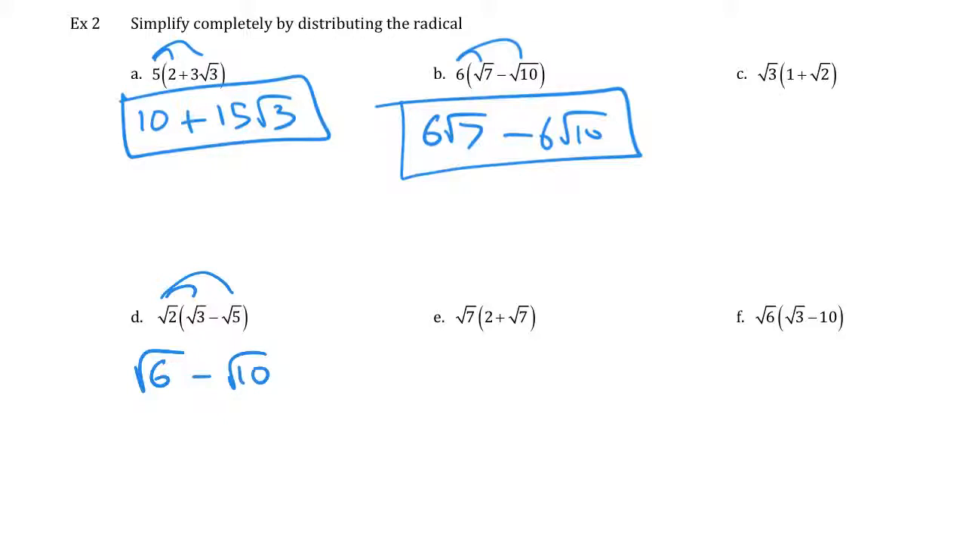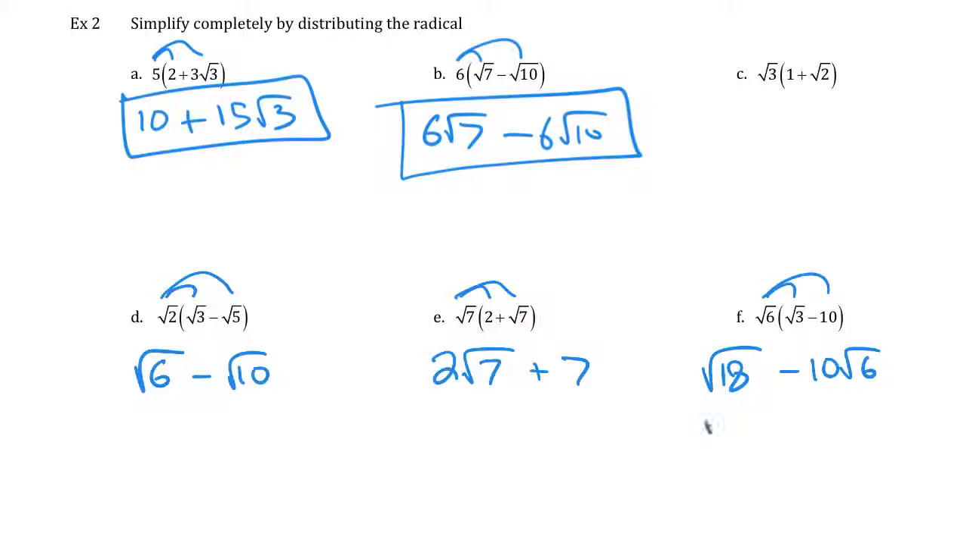Sooner or later we'll get something here. Problem E, root 7 times 2. I gotta do outside 2 times inside, root 7. 2 root 7 plus root 7 times root 7 is just 7, because it's root 49, which is 7. Alright, problem F. Root 6 times root 3, that would be root 18, minus 10 root 6. Root 18, though, simplifies, and I get root 9 times 2, which is 3 root 2, minus 10 root 6. They still don't combine, though.